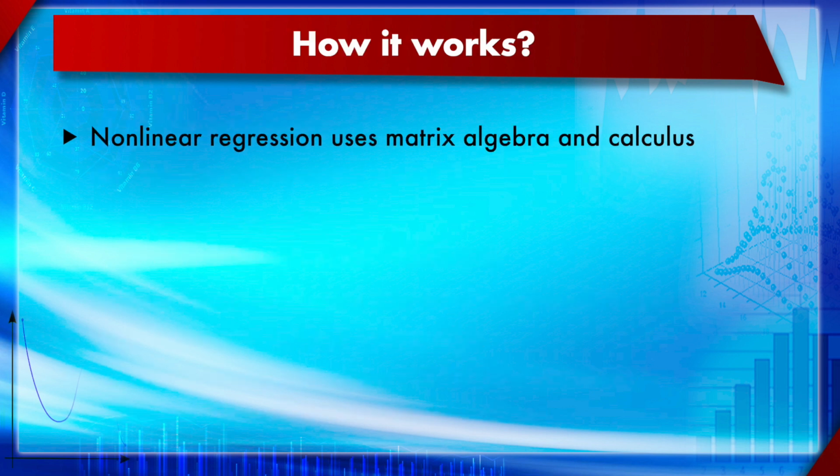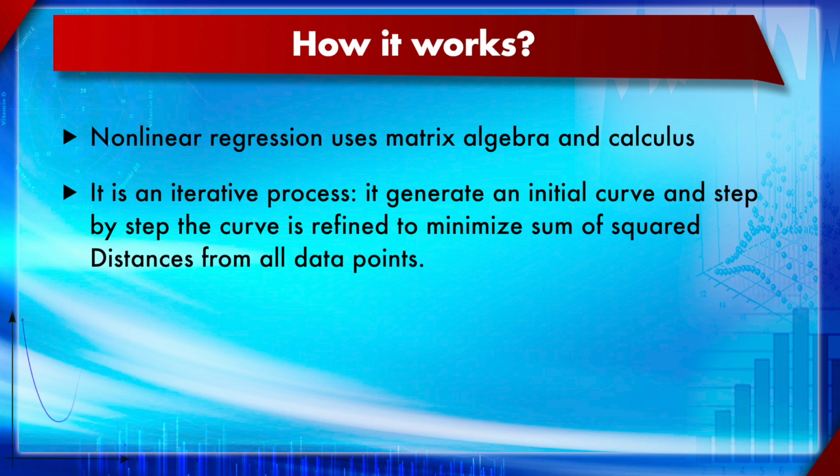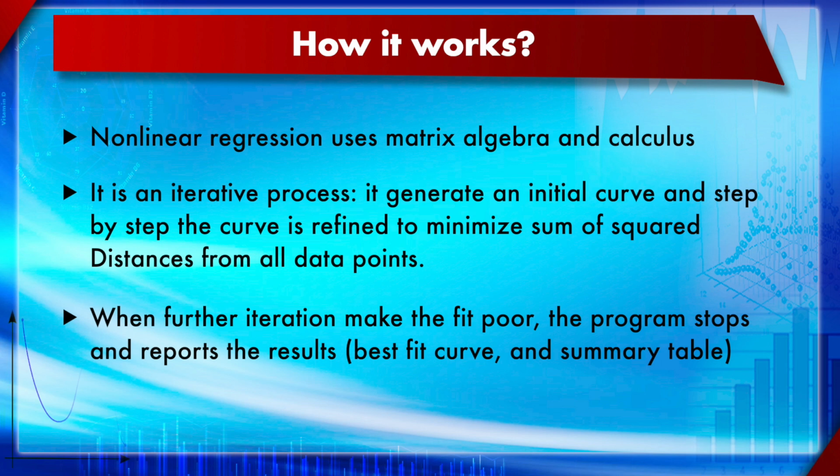So how does it work? That is why it's quite complicated. I'm not going into the mathematics, but in summary, non-linear regression uses matrix algebra and calculus. It is an iterative process. It generates an initial curve, and step by step this curve is refined to minimize the sum of squared distances from all the data points. So it draws the initial line, then iteratively makes the fit better and better, so the sum of squares is minimized. The line fits the data very nicely, and when it becomes worse, it just stops and reports the previous best value.